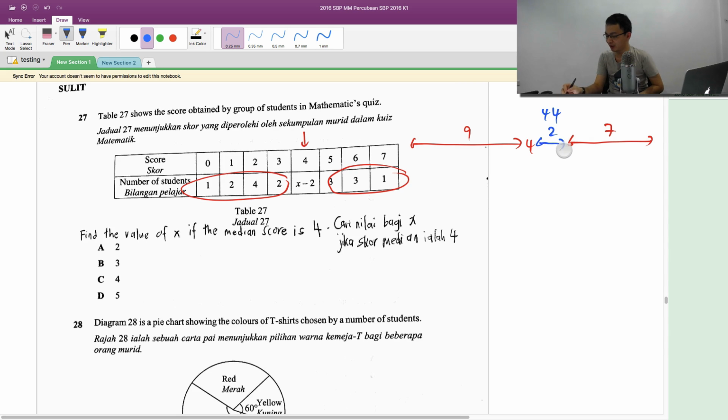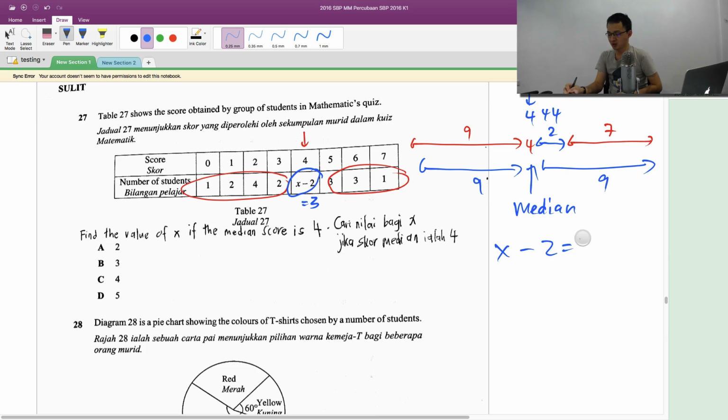So if here is double 4 plus this 4, so in total you have 3 4s, then 4 is a median. Because here is 9 numbers, here is another 9 numbers, then we know median definitely is 4. This is the logic. So in order to get the 4, it is 3 numbers, at least 3 numbers. So I must get the whole thing here equal to 3. So I'm trying to do x minus 2 is equal to 3. So x is equal to 5. So the answer is D.